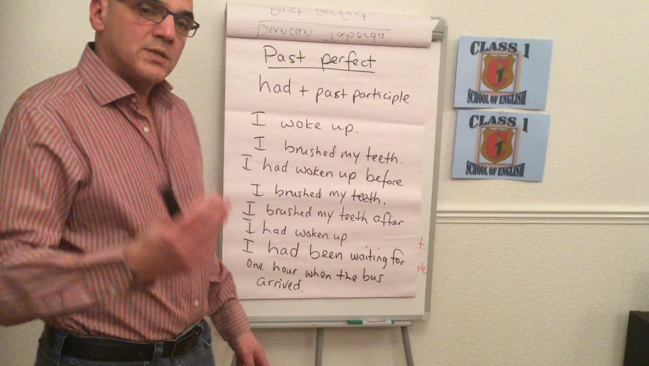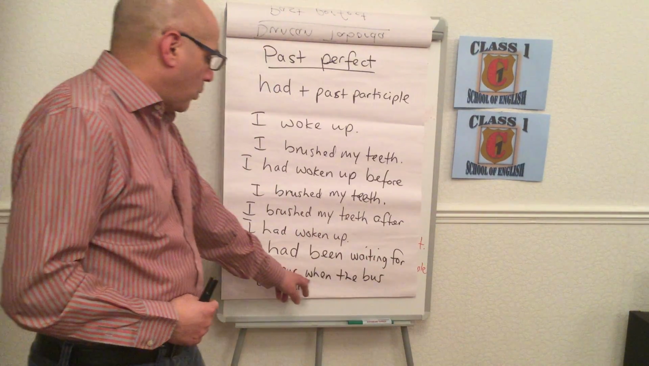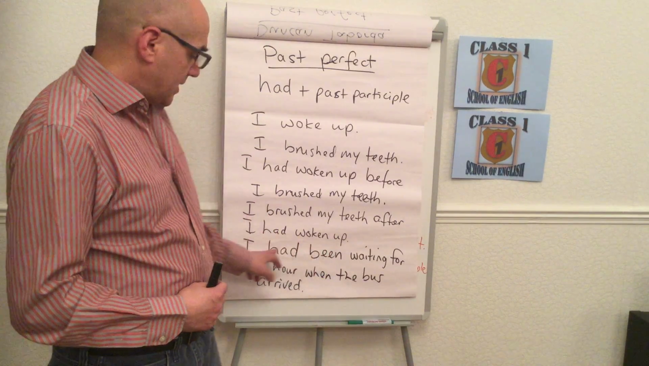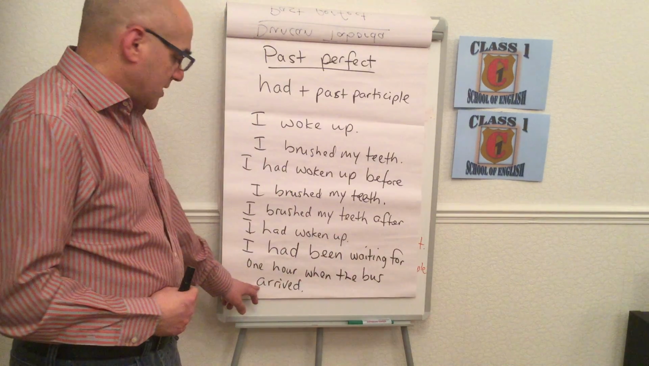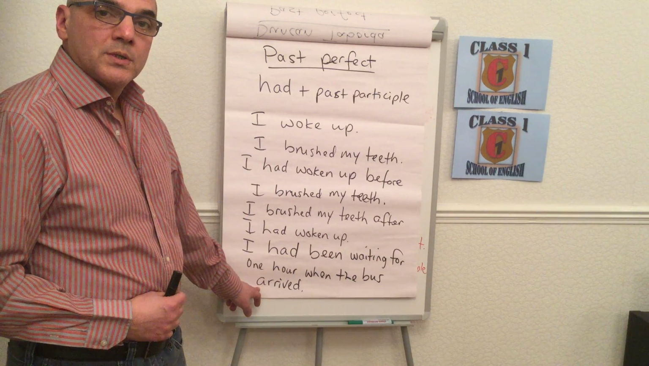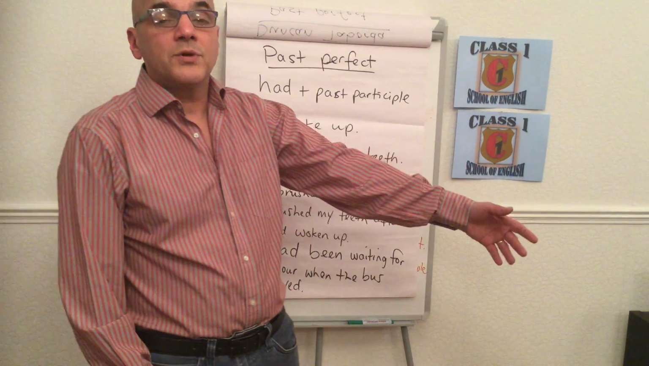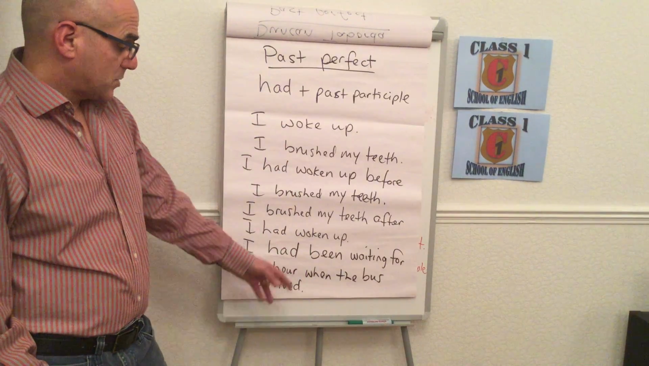Okay? As you can see here, I've got, I had been waiting for 1 hour when the bus arrived. There's my past perfect, but it's the past perfect continuous because I've got the ing, and there's my past simple. The first thing that happened was that I had been waiting for an hour. The second thing that happened was that the bus arrived, and that's why I've used it.